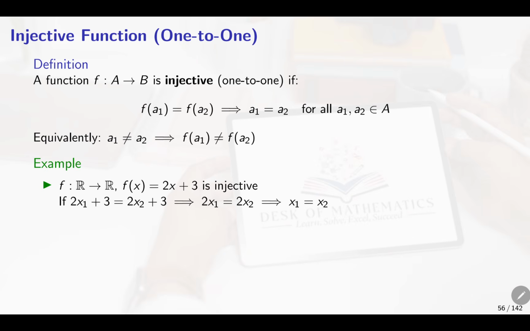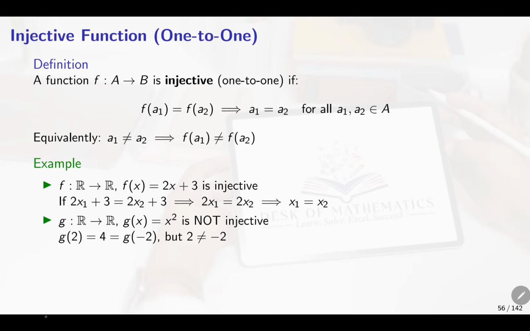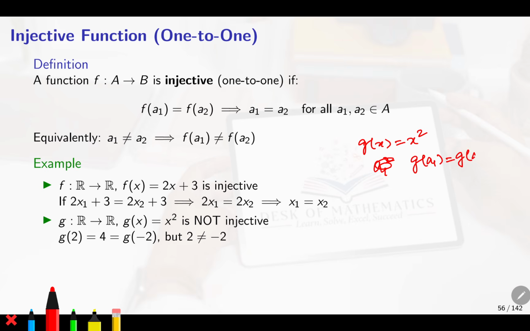For example, g of x is equal to x square. Show that it is 1-1. So we will write g of a1 is equal to g of a2. That means a1 square is equal to a2 square. So that means a1 is equal to plus or minus a2. That means a1 is equal to a2 and a1 is equal to minus a2. But we have to prove a1 is equal to a2, and it is also equal to minus a2, which means this is not 1-1.